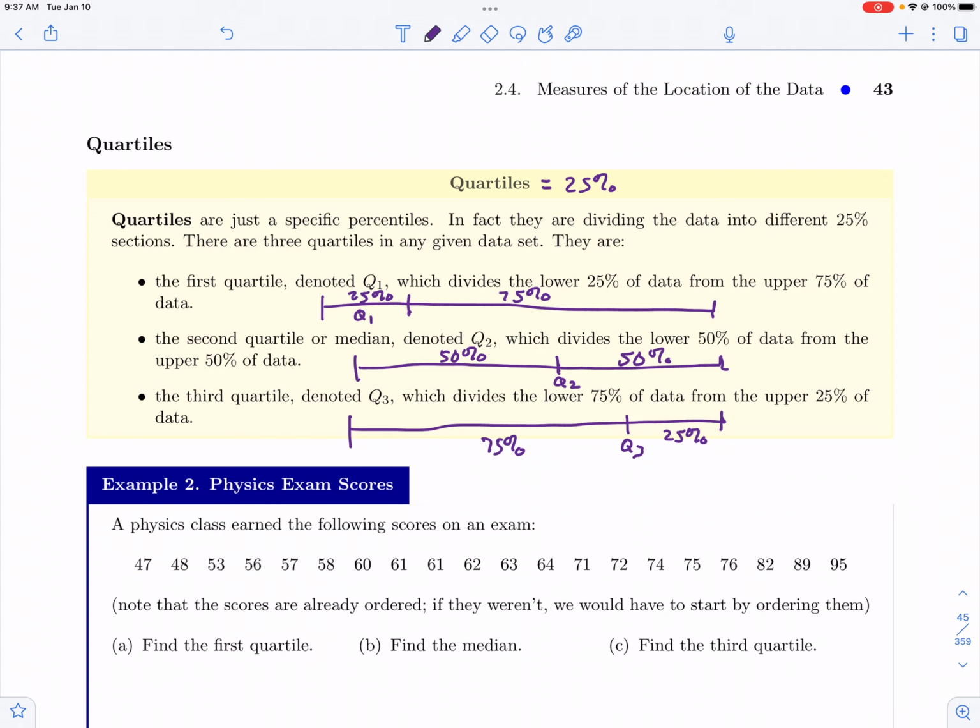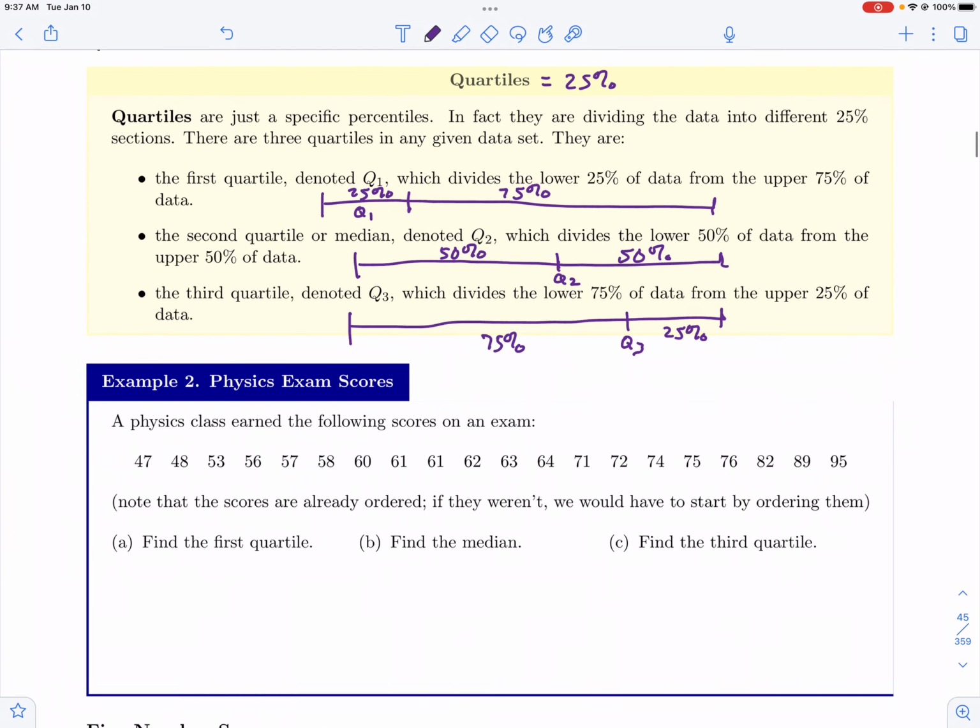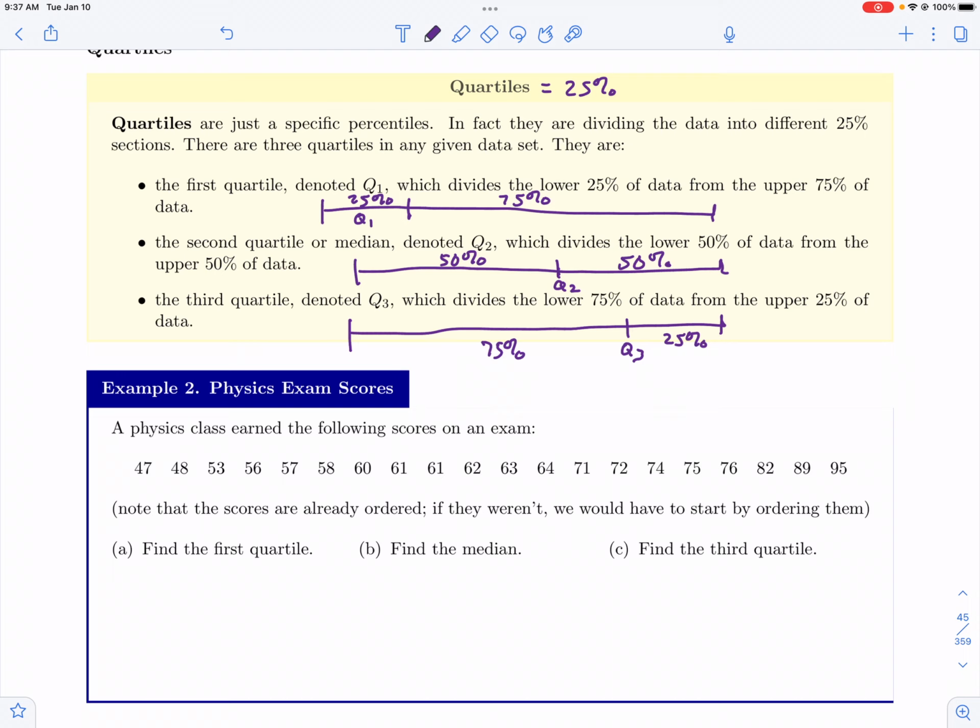All right, so let's look at an example and find these quartiles for the following example. So notice this one's not given to us as a frequency distribution, it's just given to us as a long list of numbers. And it's important to note that these numbers are ordered lowest to highest. If they weren't ordered lowest to highest, that'd be the first thing we'd have to do, is order them from lowest to highest, and then we can go ahead and calculate our index for each of these. So again, make sure your data is always lowest to highest.